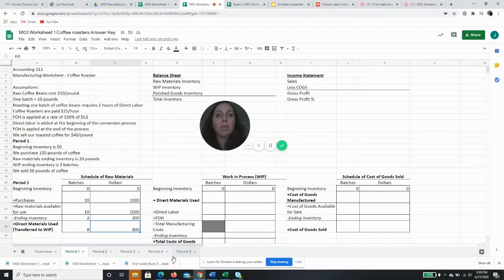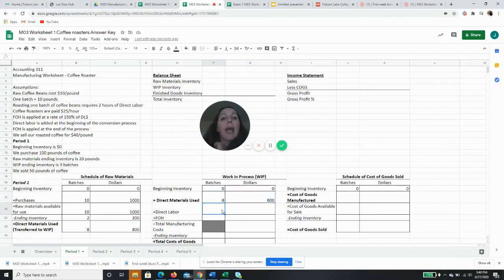Now, the first thing I'm going to do when I go to WIP is transfer my raw materials that got used in production up to this line right here. So 8 batches and $800 were transferred to production, okay? Whatever is here goes here.